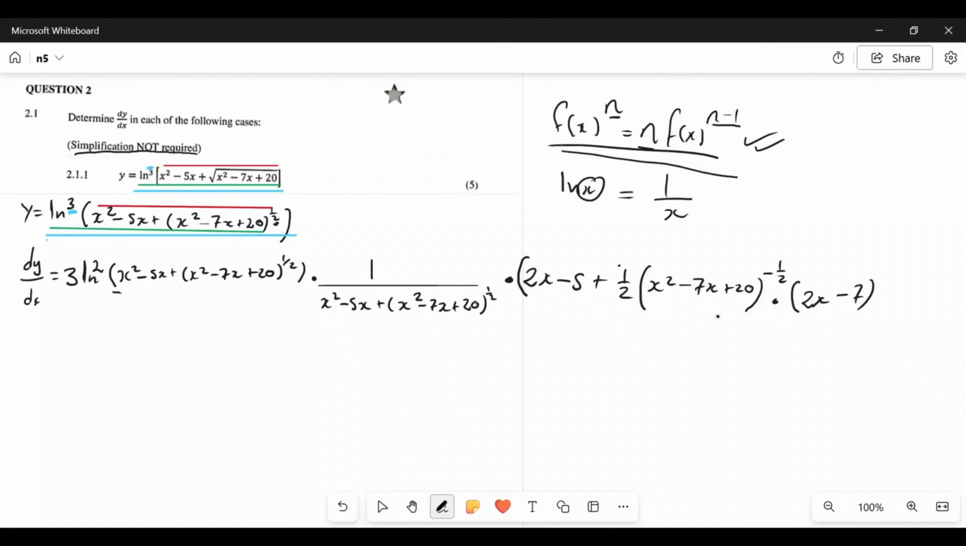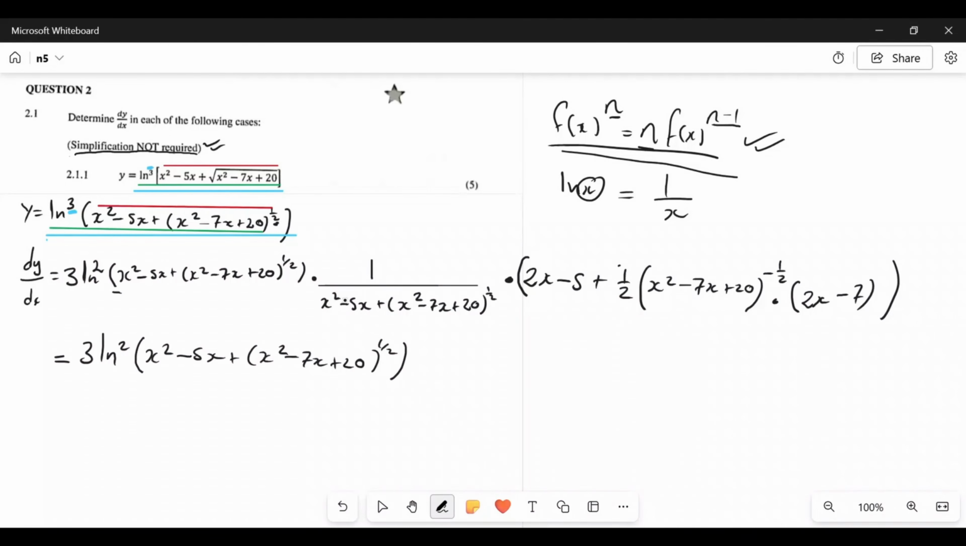20 is 0. So this is basically how you derive this. Remember, they say do not simplify, but you can if you want to, which is not necessary. Let me just do it to make our life easier. So this here is going to be 3 ln 2, and then we write everything that is inside there, x squared minus 5x plus, open bracket, x squared minus 7x plus 20 to the power of half. There we go. And then close bracket.